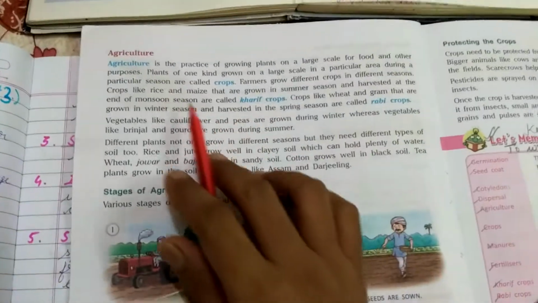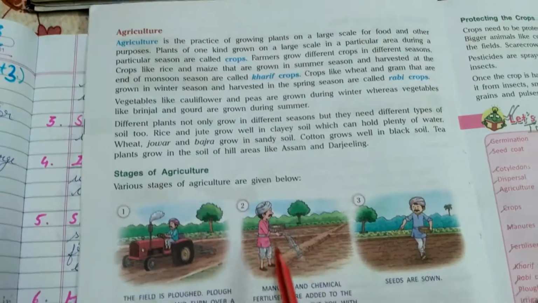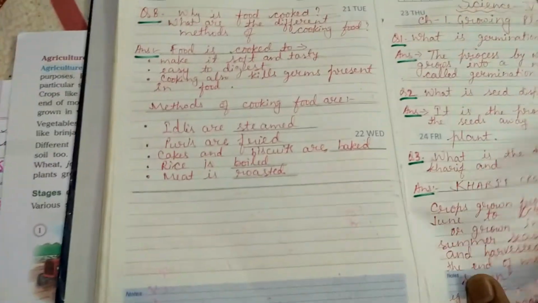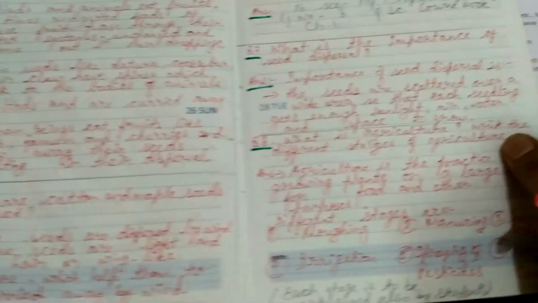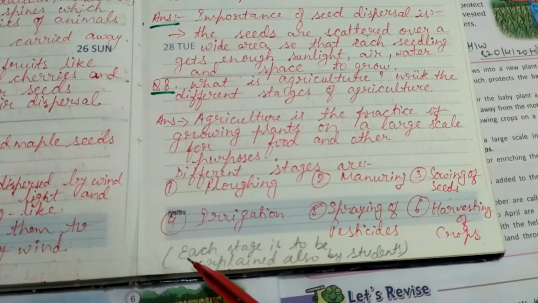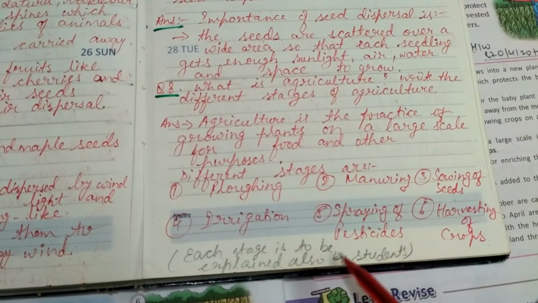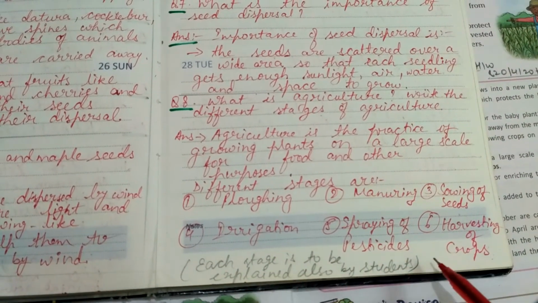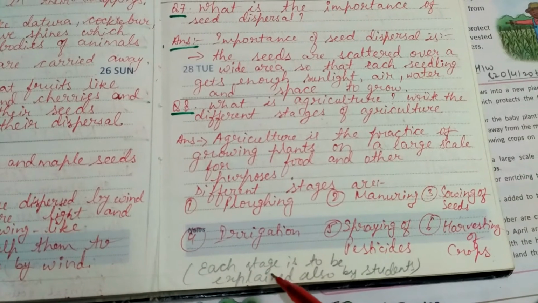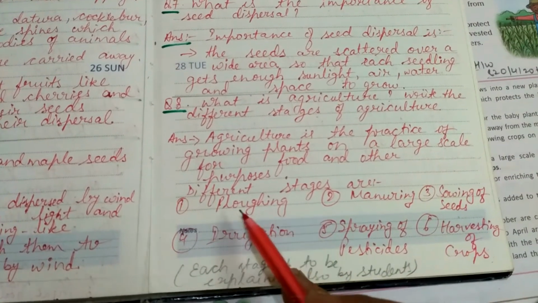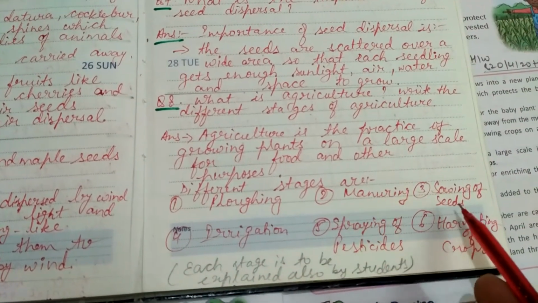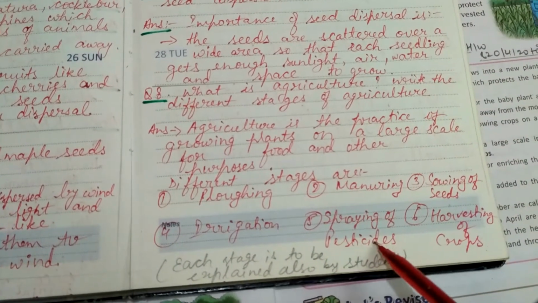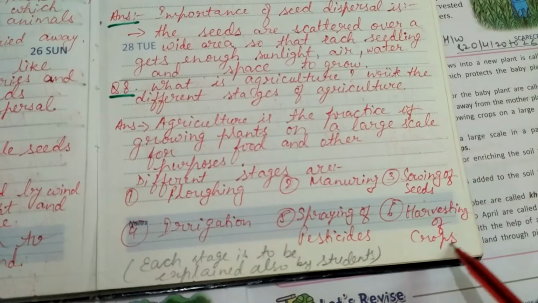Okay, now the last topic is of agriculture. Now there was some doubt about the agriculture question also. I am going to deal with that now. Kids, here it is written, each stage is to be explained also by students. This statement you don't have to write. Meaning of this statement is, the stages I have written, that is the plowing, manuring, third is the sowing of seeds, fourth is the irrigation, fifth is the spraying of pesticides, sixth is the harvesting of crops.